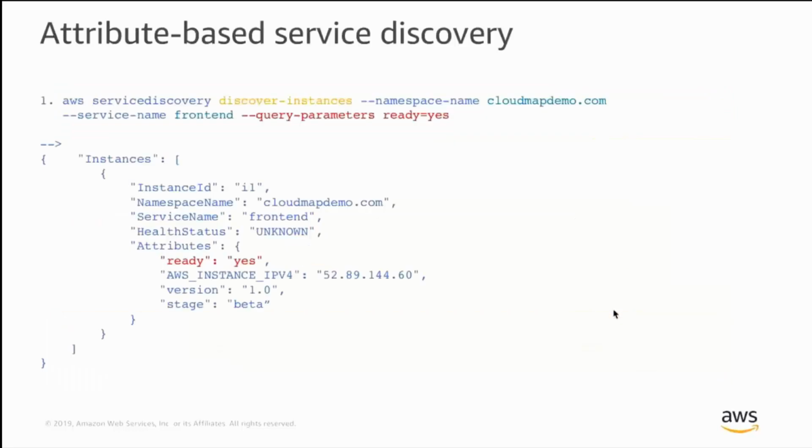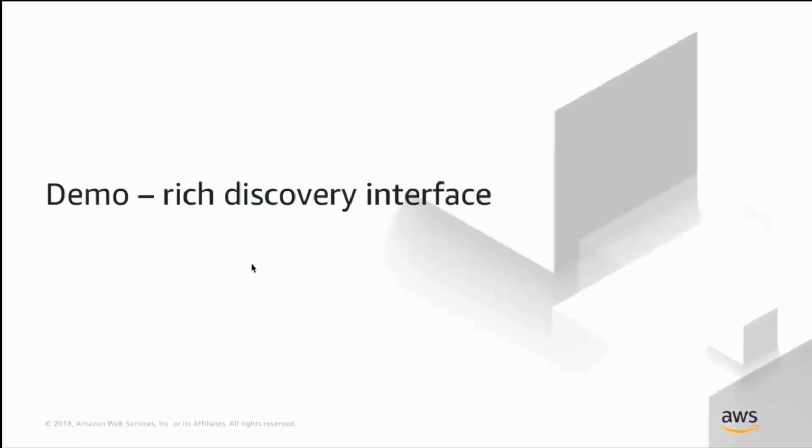And that's a typical discovery query. In that case, I'm discovering my front-end service, and I can provide my query parameters. In that case, I want to get things that are ready to connect to, and I'm getting, let's say, one service. I'm getting back my IP, my version, my stage, and that instance is ready. I get that flag. Now let's take a look at the actual Discovery API experience.